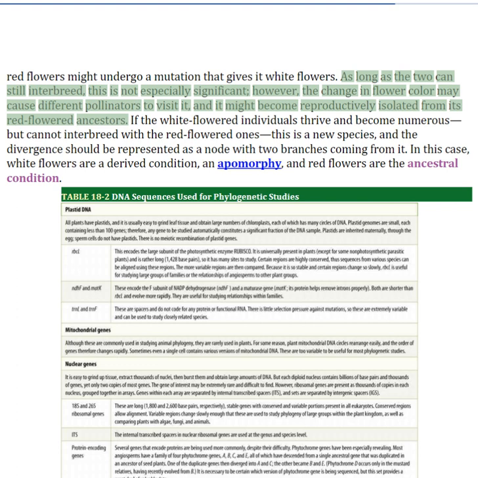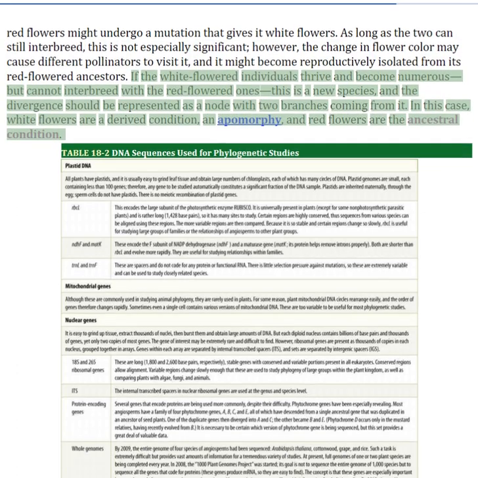However, the change in flower color may cause different pollinators to visit it, and it might become reproductively isolated from its red-flowered ancestors. If the white-flowered individuals thrive and become numerous, but cannot interbreed with the red-flowered ones, this is a new species, and the divergence should be represented as a node with two branches coming from it. In this case, white flowers are a derived condition, an apomorphy, and red flowers are the ancestral condition.